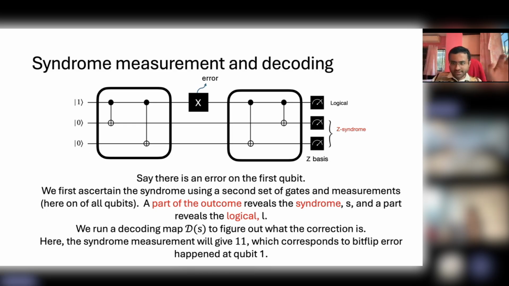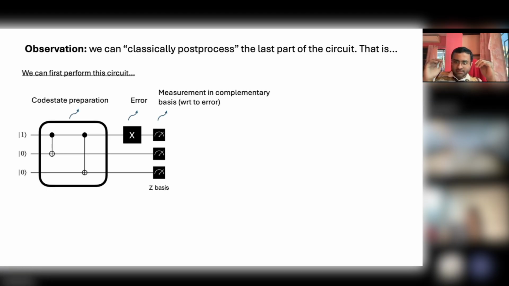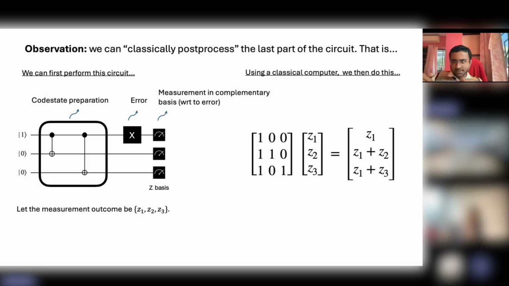This is simple QEC, very fast principles. Now note something here: we can classically post-process the last part of the circuit. What does this mean? It means that first we can prepare this code state. There's a bit flip that happened on the first qubit, let's say. We measure in the complementary basis. And the point is, maybe we can measure right after the bit flip. We don't need to run the syndrome detection circuit and then measure. We can just measure. And after measurement, we get some samples.